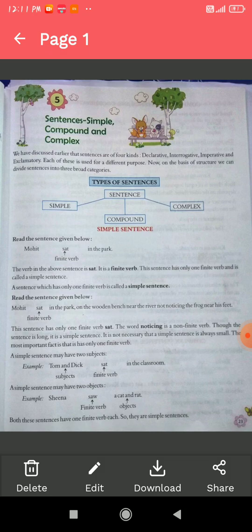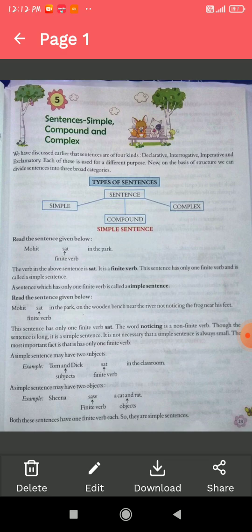The definition is: a sentence which has only one finite verb is called a simple sentence. So the important thing we should always remember is that if a sentence has only one finite verb, that sentence is called a simple sentence.